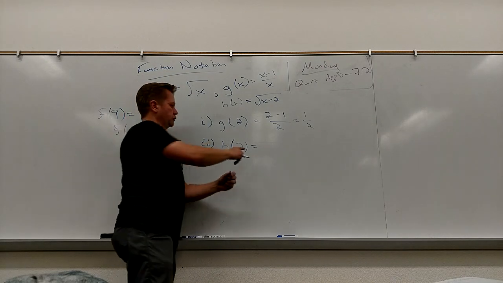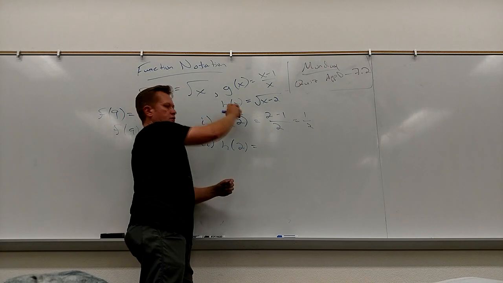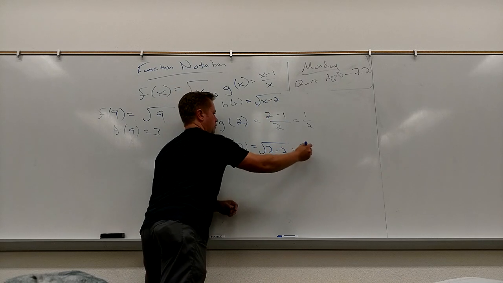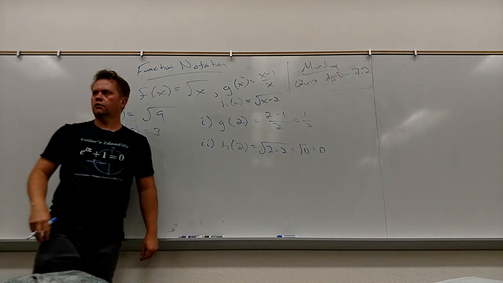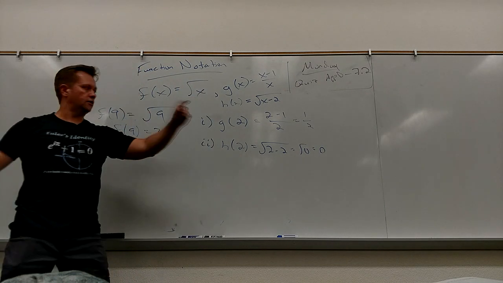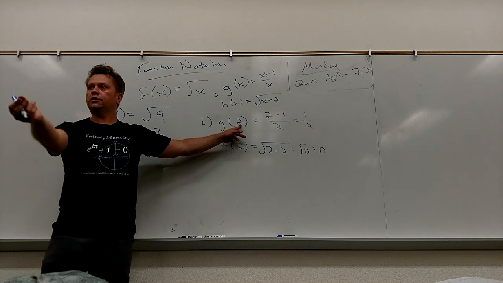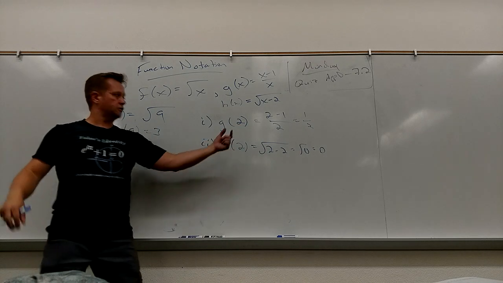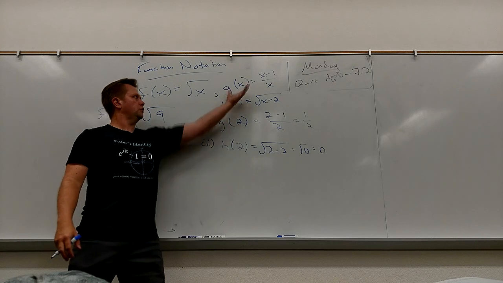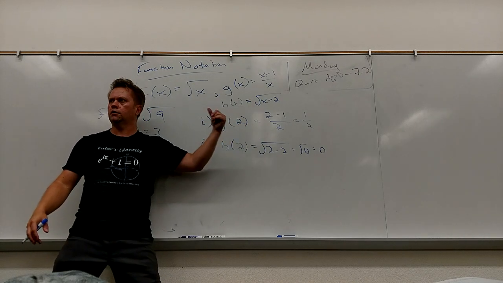Because where do I put 2 now? Into the h function. So now I know it's square root of 2 minus 2, square root of 0 is 0. So the letter tells me which function to use, and then the number inside tells me what to put into it. If you think about it, it's really nice. The 2 is in the g. It kind of tells you, put the 2 into the g. Okay, let me do that. Put the 2 into the g.